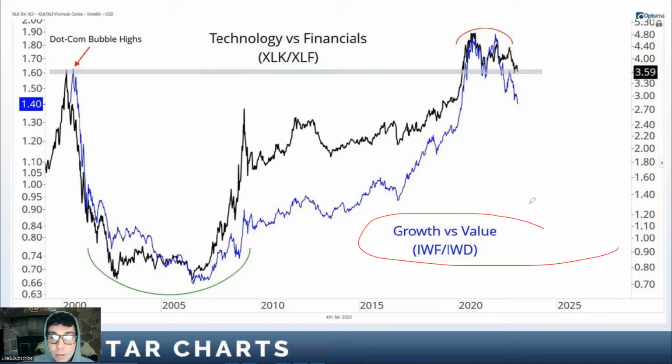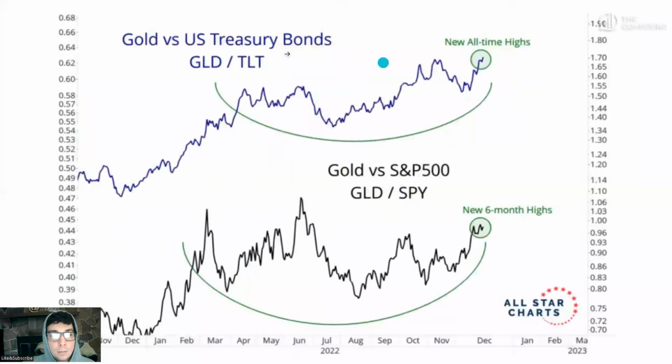And in the blue line here, we have growth versus value. There's a few different ways to measure growth versus value, but this is IWF versus IWD. We can see basically that growth is really just underperforming right now, and a lot of tech companies are growth companies.